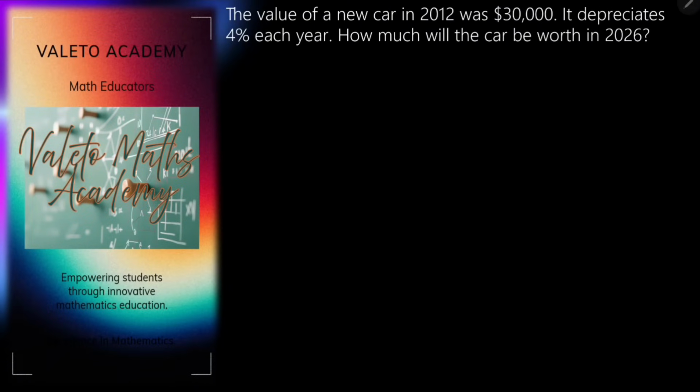The value of a new car in 2012 was $30,000. It depreciates 4% each year. How much will the car be worth in 2026? Okay, you see depreciation. When you see the word depreciates, you should know that it's an exponential decay. So we bring in the formula for exponential decay, which is y equal to a into 1 minus r raised to power t. Okay, so what are the values we have here?